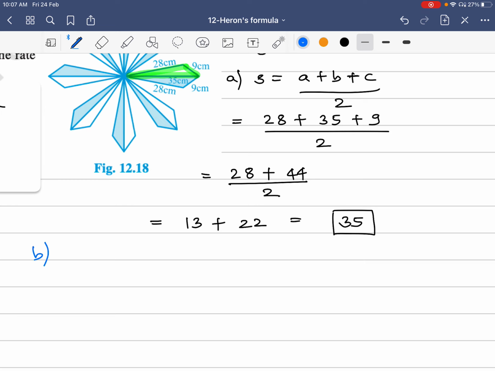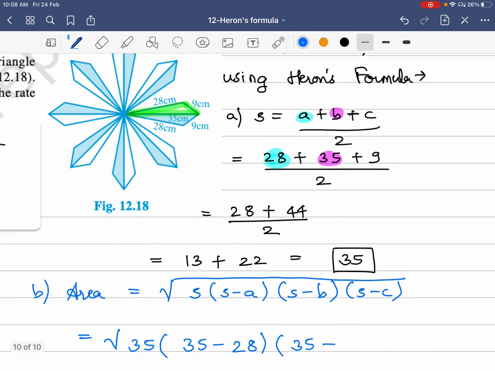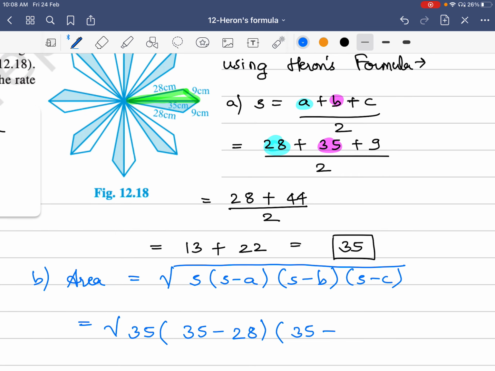Let me write that as step number 2. The actual formula to calculate the area is equal to square root of S into S minus A into S minus B into S minus C, the whole square root. So S is 35, and this is A, this is B and this is C. Let's substitute these values. S is 35, then this is going to be 35 minus A, so I'm going to use a highlighter. A is 28, so let's write 28 here. Then S is again 35 minus B. What is B? B is nothing but 35. So minus, oh, B is 35, because that will lead to 0 and the area of the triangle will be equal to 0.